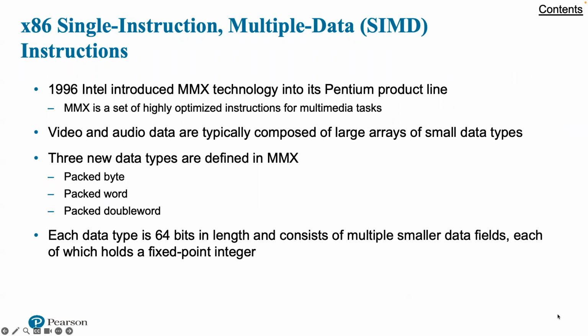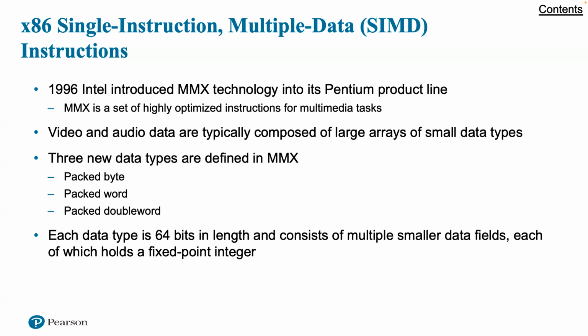In 1996, MMX technology was introduced into the Pentium product line. MMX is a set of highly optimized instructions for multimedia tasks. There are 57 new instructions that treat data in SIMD, single instruction multiple data fashion, which makes it possible to perform the same operations such as addition or multiplication on multiple data elements at once. Each instruction typically takes a single clock cycle to execute. For the proper application, these fast parallel operations yield a speedup of 2 to 8 times over comparable algorithms that do not use the MMX instructions.